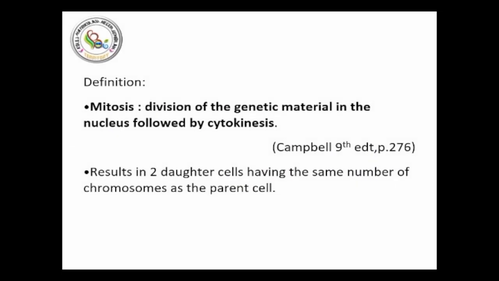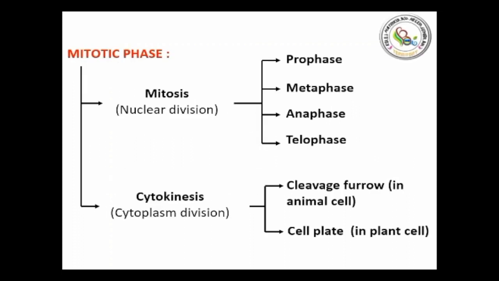Mitosis is the division of genetic materials in the nucleus followed by cytokinesis. As a result, two daughter cells having the same number of chromosomes as a parent cell will be formed. After nuclear division, the cell division will continue with cytokinesis, which is the cytoplasmic division. There are two types of cytoplasmic division based on the type of cell. In animal cells, cytokinesis occurs by cleavage furrow, while in plant cells, there is a formation of cell plate.